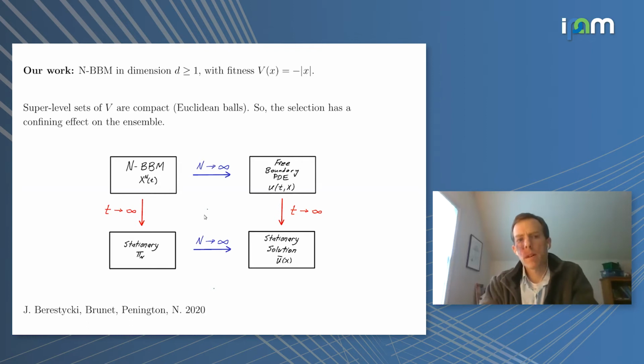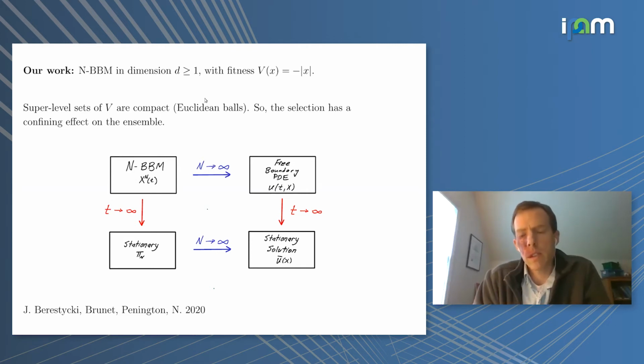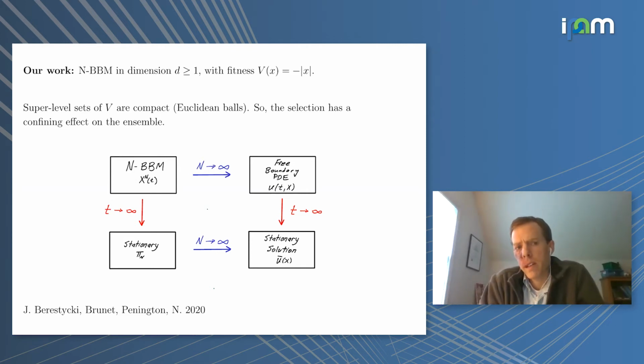Okay, so our work has to do with this n-dimensional setting, and we're focusing on the case of fitness function that has compact level sets, namely the fitness function is minus Euclidean norm of x. So level sets are compact Euclidean balls centered at the origin, and the selection has a confining effect on the ensemble. And the results that I want to present are described by this diagram.